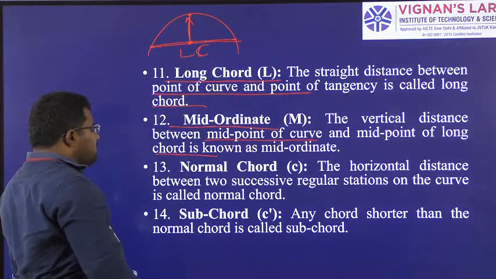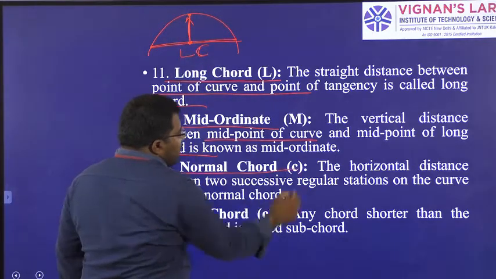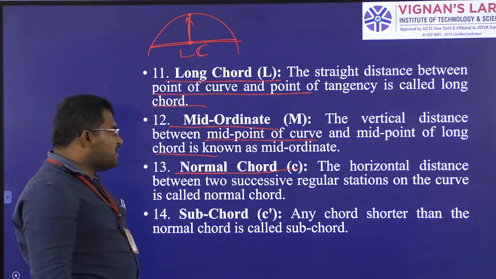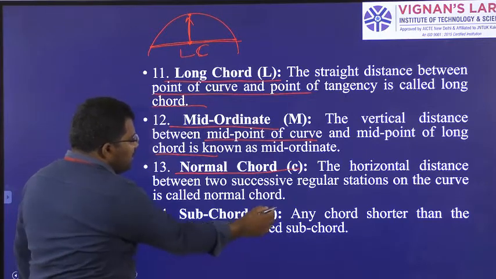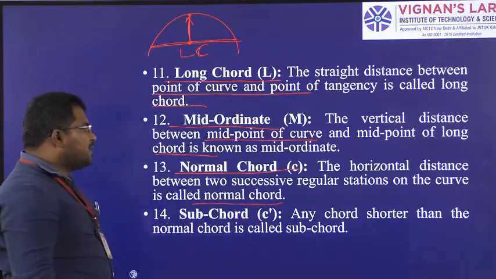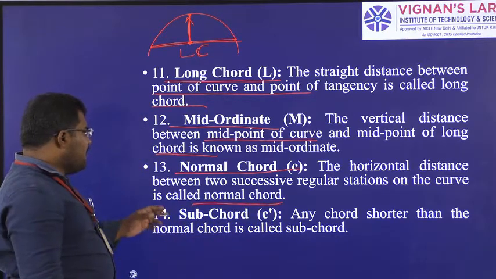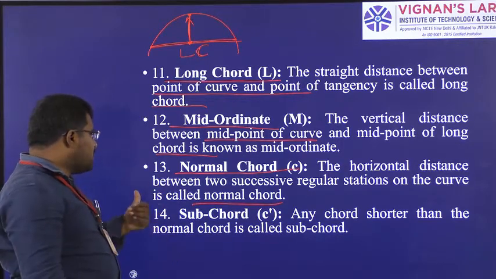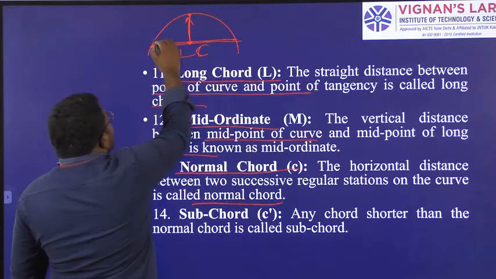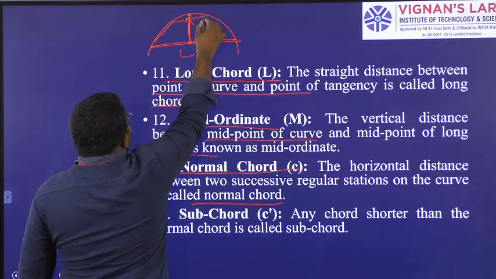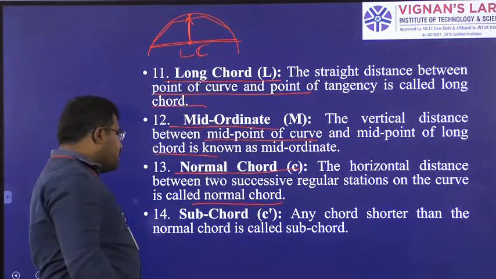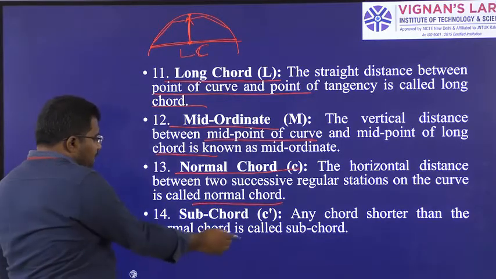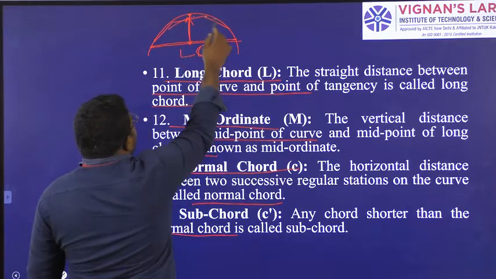Then next, the 13th one, normal chord. The horizontal distance between two successive regular stations on the curve is called normal chord. Anywhere if you are taking two successive stations, that distance is called normal chord. Then subchord: any chord shorter than the normal chord is called a subchord.